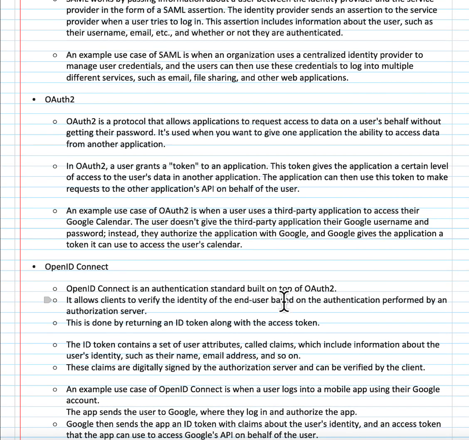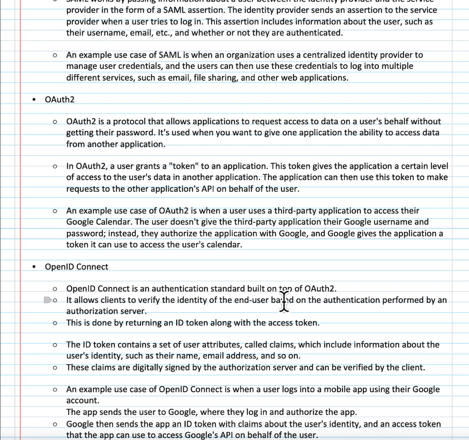OAuth 2, this is a protocol that allows applications to request access on the user's behalf without getting the password. Okay, very similar, right? So you got SAML and you got OAuth 2. This will allow one application the ability to access data from another application. Now, OAuth 2 will grant a token. So you got assertions and you got tokens. Those are key terms that you're going to see the difference between.